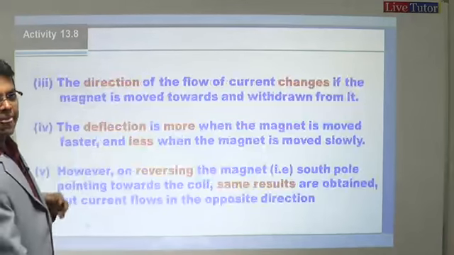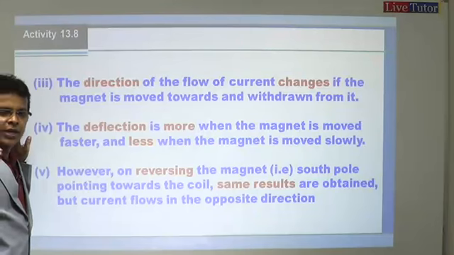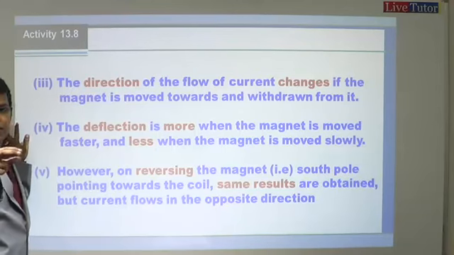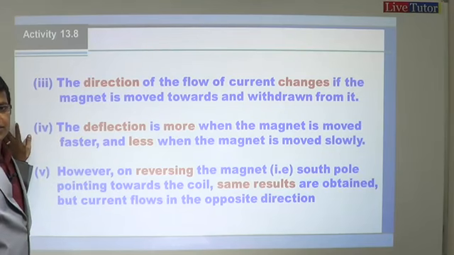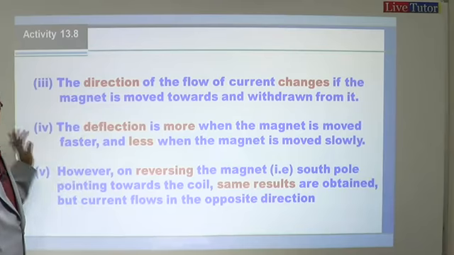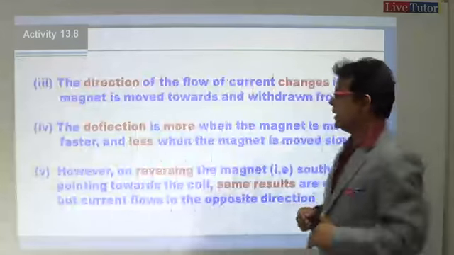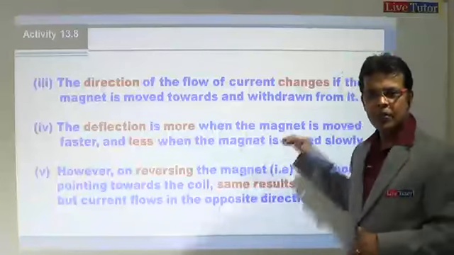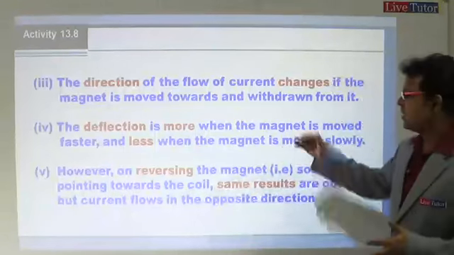The third observation is, if you change the magnet's direction, that is, when you are inserting and when you are taking out, these are the two directions in which the magnet is moved. When you are inserting, if the deflection is on one side, when you are withdrawing the magnet, the deflection is on the other side. That means the direction of current is also changing. So this is the third observation: the direction of the flow of current changes if the magnet is moved towards and withdrawn from the coil. Right? And the fourth one, the deflection is more when the magnet is moved faster, and the deflection is less when the magnet is moved slowly. So the rate of movement matters.